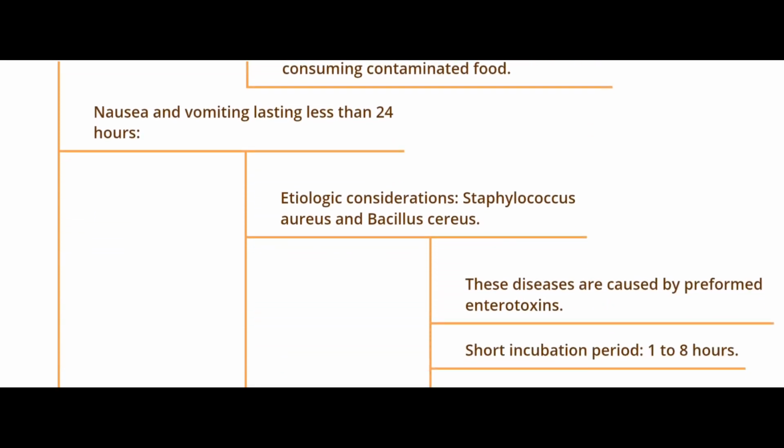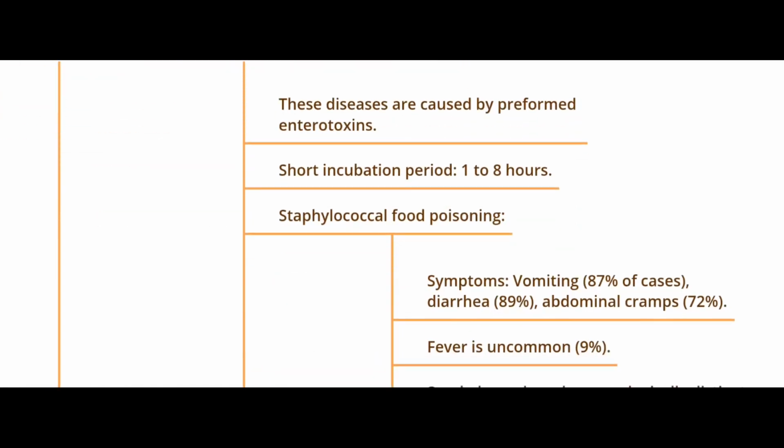So, for example, if we have nausea and vomiting lasting less than 24 hours, the first two foodborne diseases to consider are typical food poisoning with the etiological consideration of Staphylococcus aureus and Bacillus cereus. These diseases are caused by preformed toxin and not by the bacteria itself. We have a really short incubation period of 1 to 8 hours.